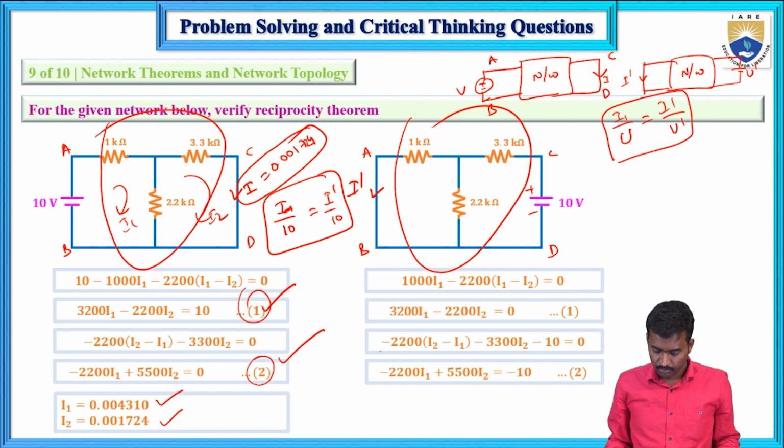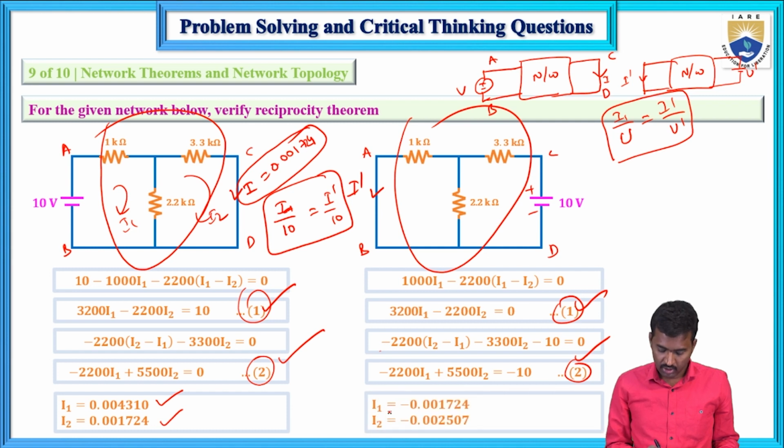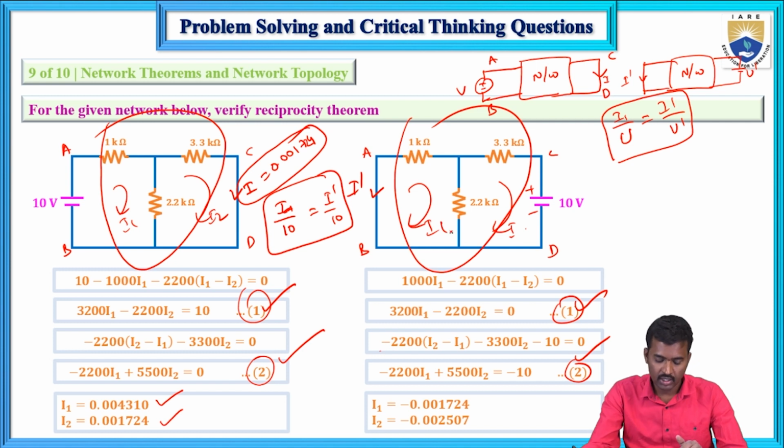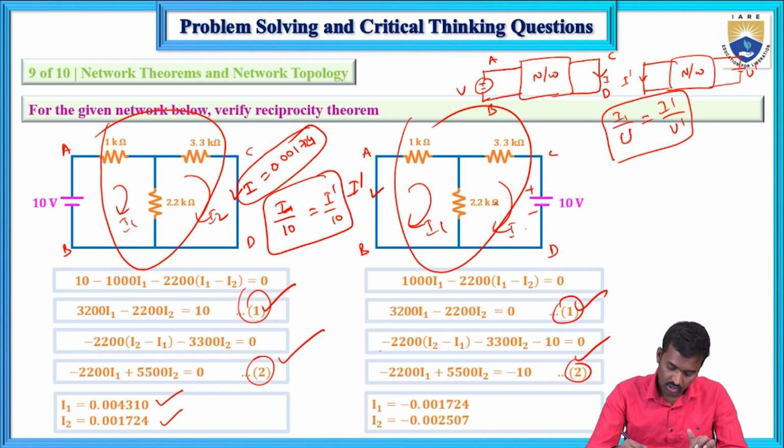Now if you solve these two equations, equation number 1 and equation number 2, you will get I1 equals minus 0.01724 and I2 equals this one. This is I1 and this is I2. So this I1 current is 0.01724, and I2 equals this much. Now here we got the I1 value as minus.